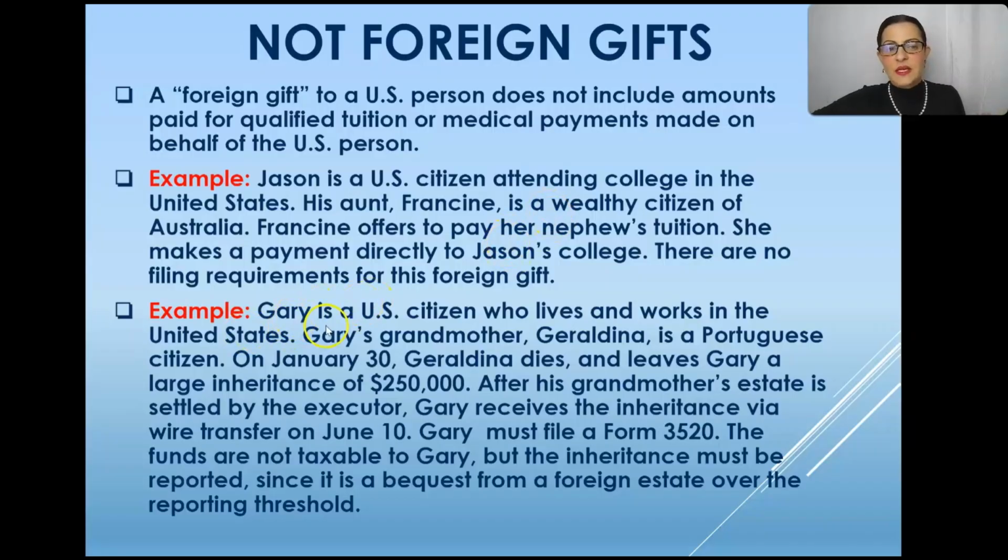Example number 2. Gary is a U.S. citizen who lives and works in the United States. Gary's grandmother, Geraldina, is a Portuguese citizen. On January 30th, Geraldina dies and leaves Gary a large inheritance of $250,000. After his grandmother's estate is settled by the executor, Gary receives the inheritance via a wire transfer on June 10th.